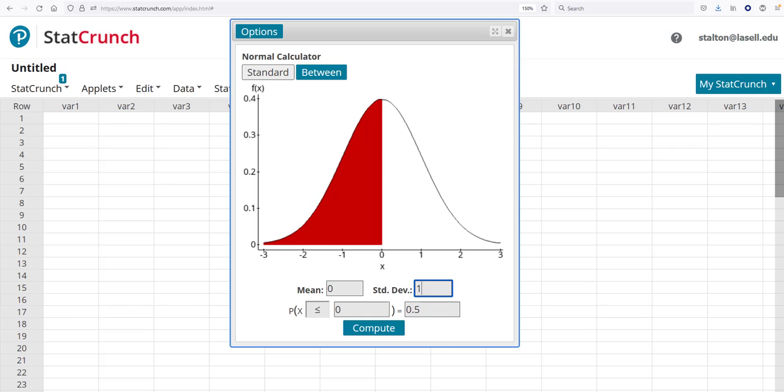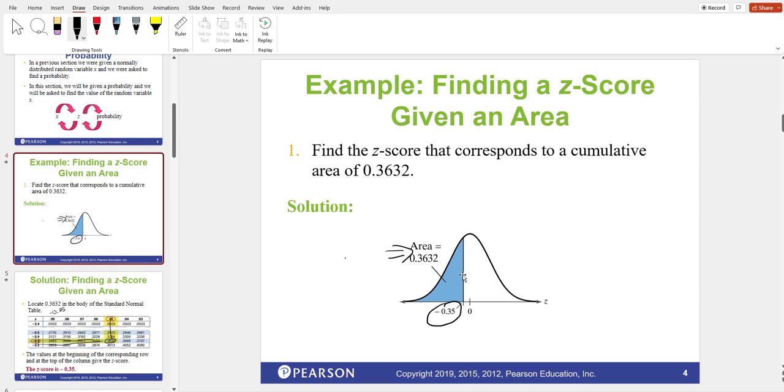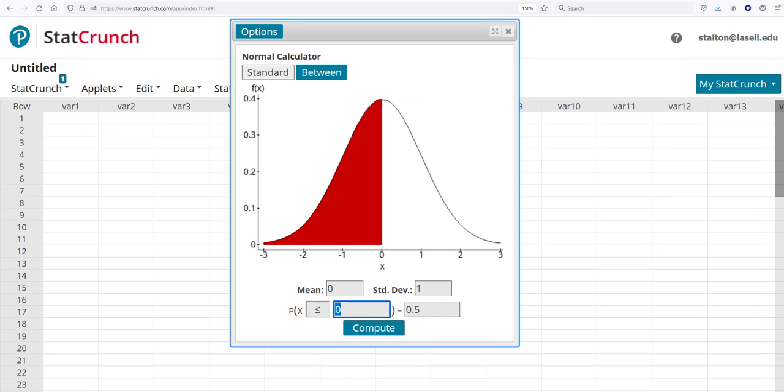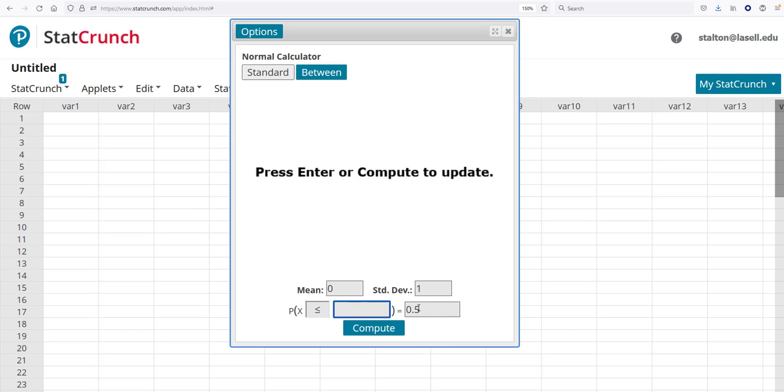And for the first problem that we did, we wanted to know the area to the left. We knew the area to the left is 0.3632. We wanted to figure out the corresponding z-score. So what you would do is you have the probability that x is less than. I'm going to delete this out. And I know that the area to the left of whatever the z-score is, is 0.3632. Once I hit compute, this blank box will fill in with the answer.